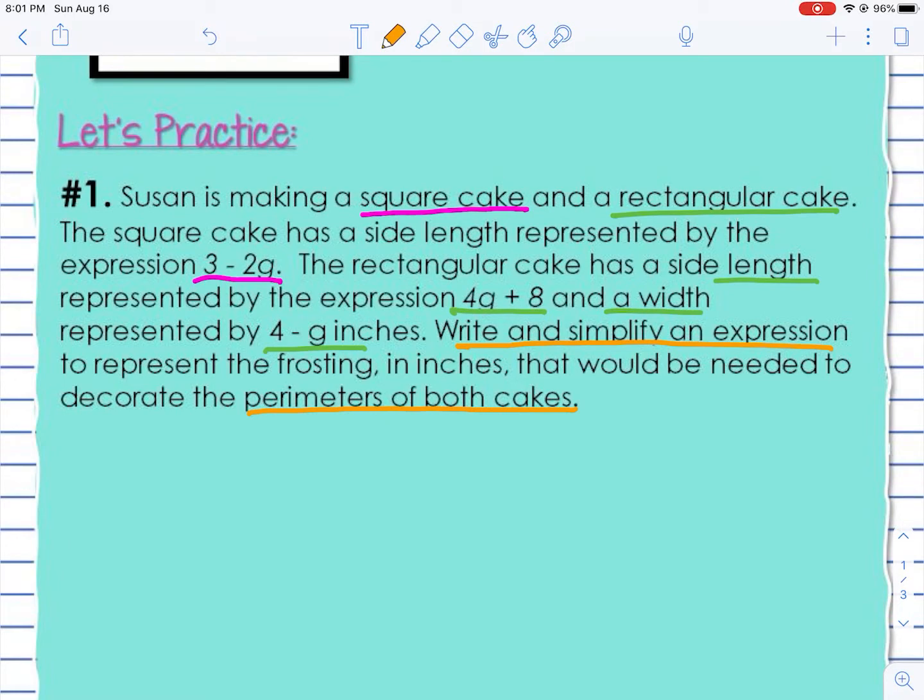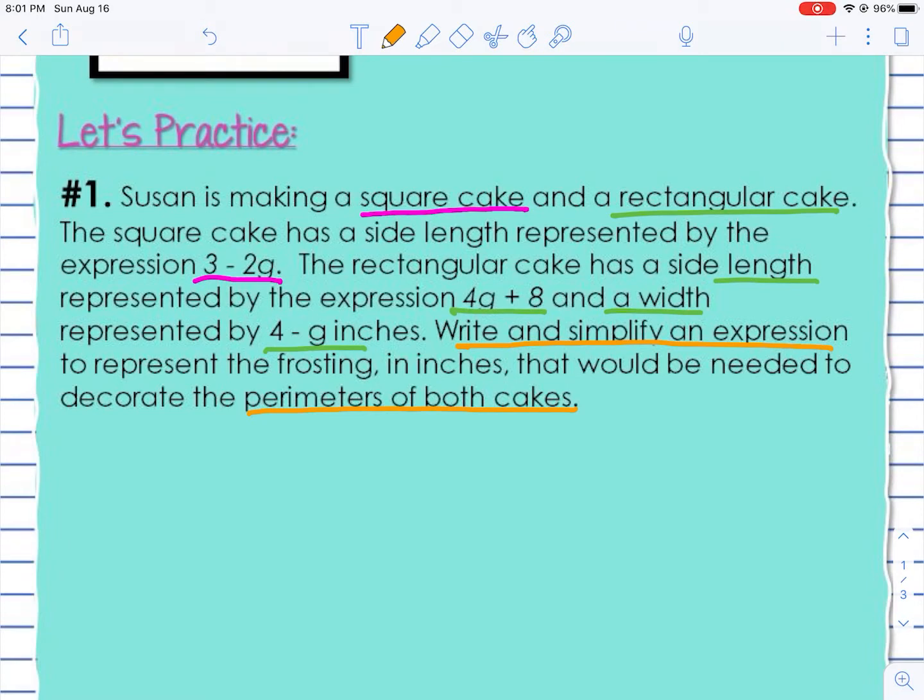So apparently Susan is going to take frosting, squeeze it out of a bag and go all the way around the top of these cakes, on both of them. She's wanting to know in inches how much frosting she is going to need to go around the tops of both cakes, or maybe she's doing the bottom. I don't know. She's going around both cakes.